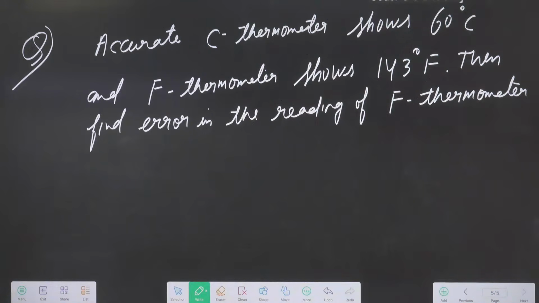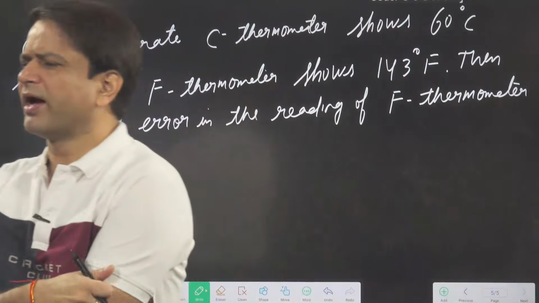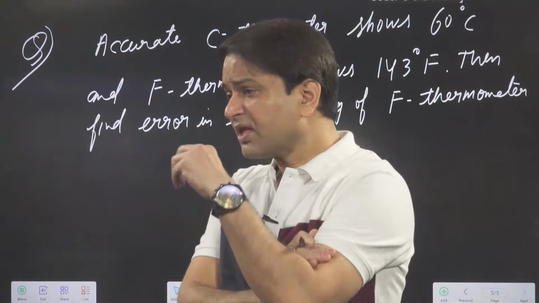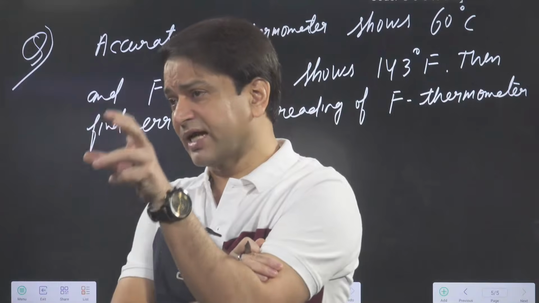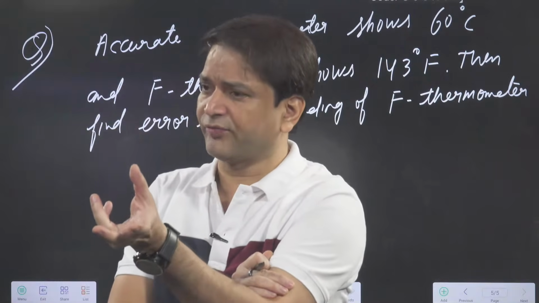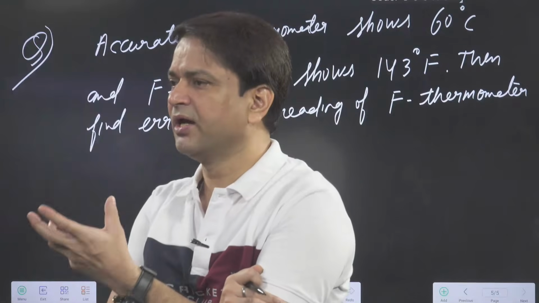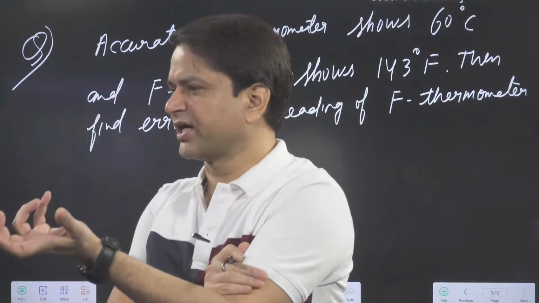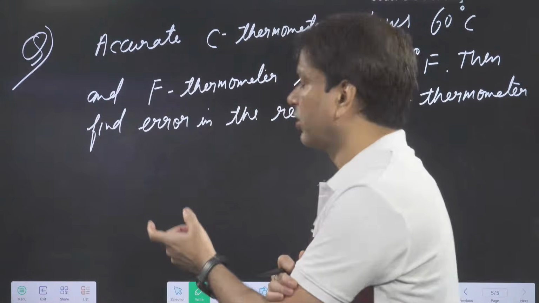When the accurate Celsius thermometer is showing 60 degrees C, then the Fahrenheit thermometer is showing 143 degree F. Then I'm asking what is the error in the reading of the Fahrenheit thermometer. So how can we do it? I gave the Celsius temperature, 60. So for Celsius 60, what should be the reading of the Fahrenheit scale? That I can get by using the formula. Whatever reading I get, I will compare with 143 and then I can get the error. Everybody got or not?